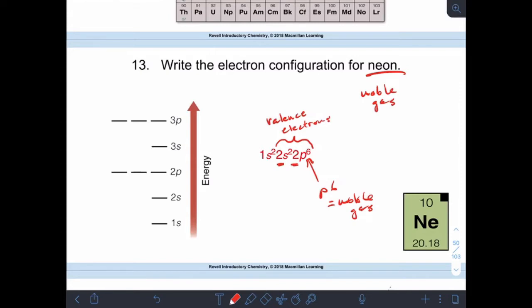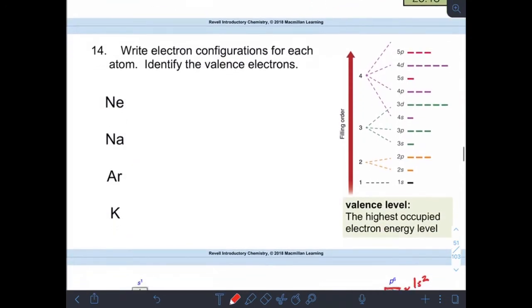So let's continue on. Let's write the electron configurations for each atom and identify the valence electrons. Go ahead and give us a pause. See if you can work this out yourself. You want a periodic table handy, and we'll pick it up in a second. Okay, so assuming that you did that on your own, let's check your work.